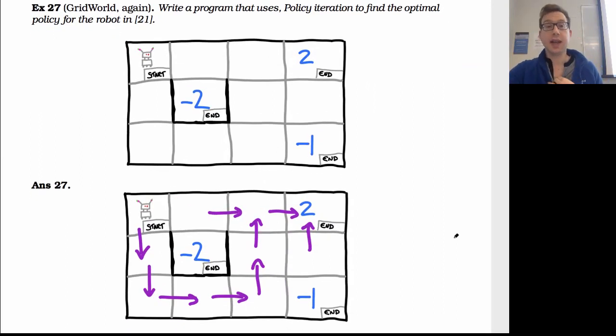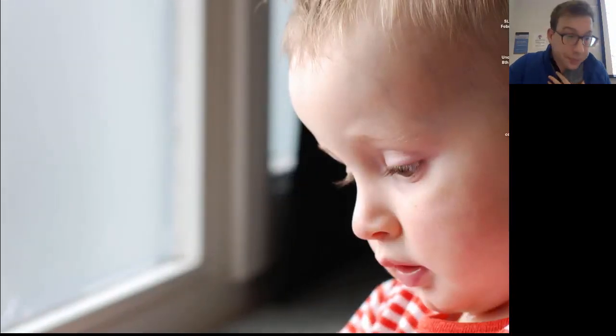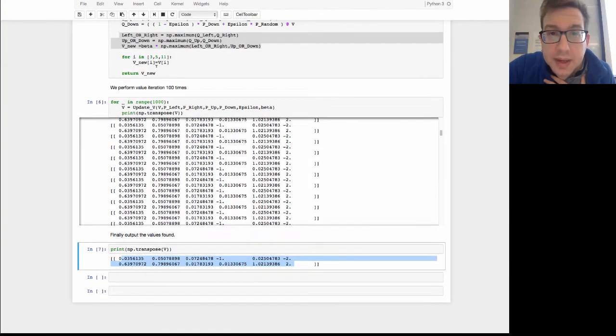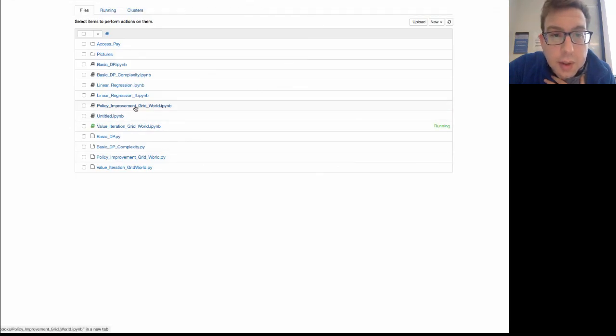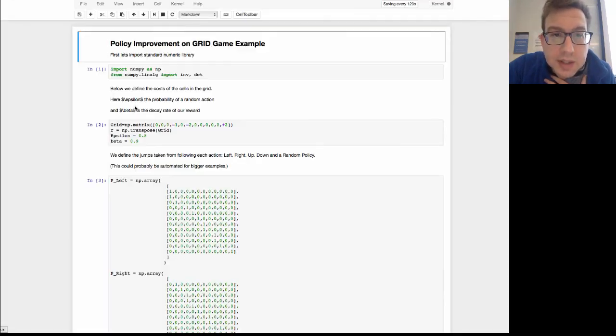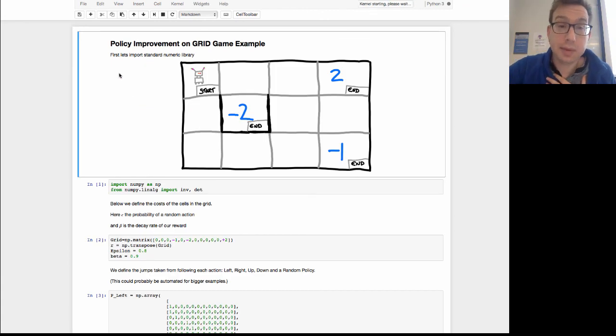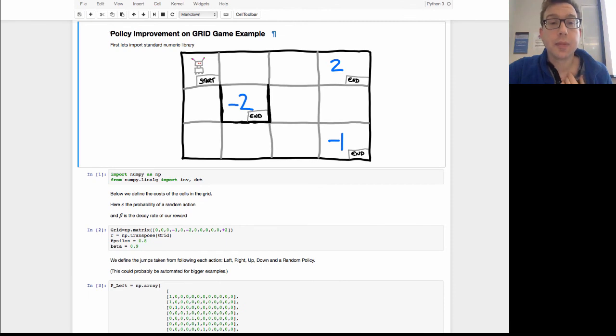And again, you'll find that it calculates the correct answer. So going back to here, here's a bit of code on the grid world example as well, just to show you what it looks like. So we'll have the same example again with our robots, some costs and some rewards.